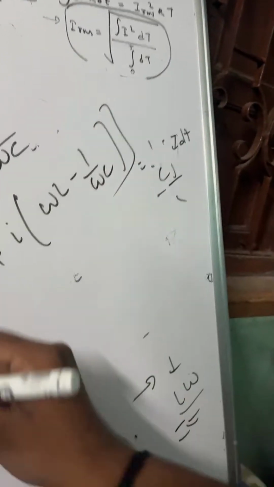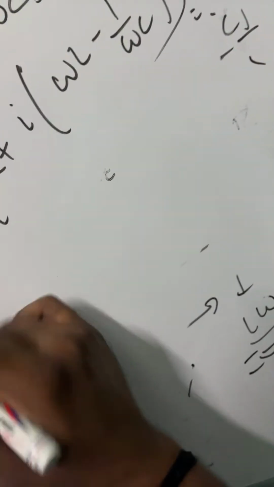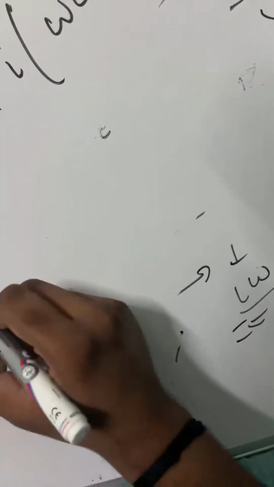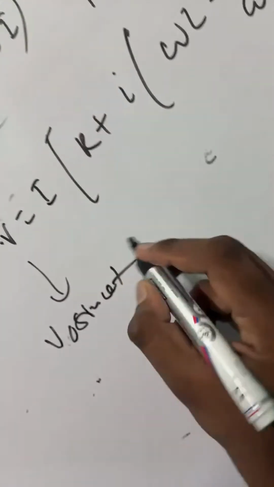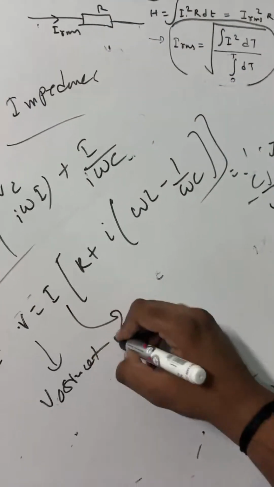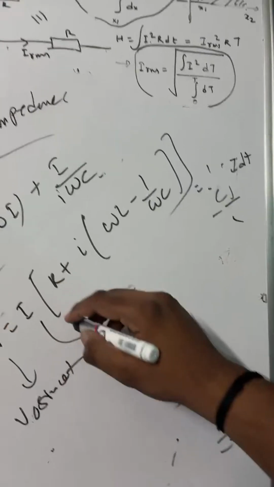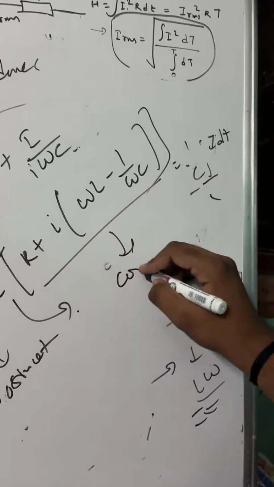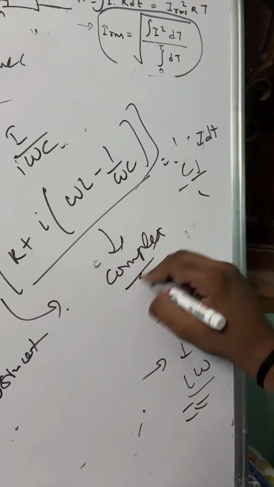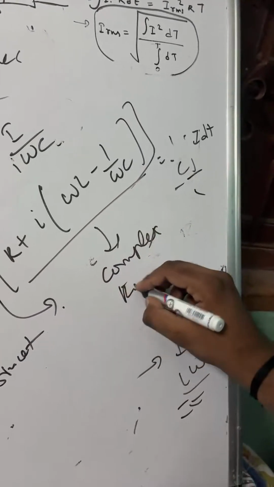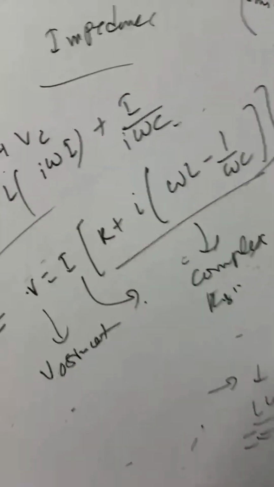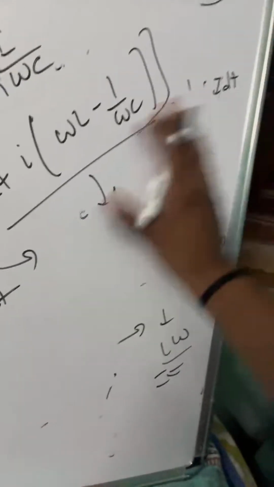Now keep a thing in mind. This is the voltage source of the AC circuit, which is V₀ sin ωt, you can take, and this is the RMS current, and this is the complex resistance. It's totally called the complex resistance, or you can say it's the impedance. Okay, so nothing about that.